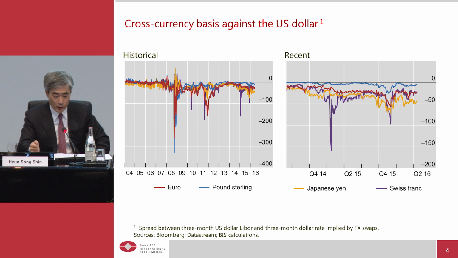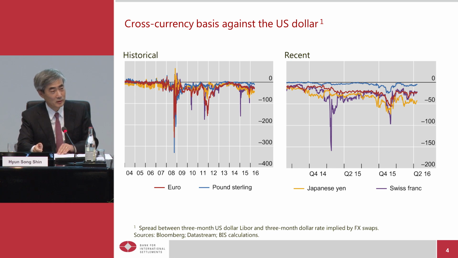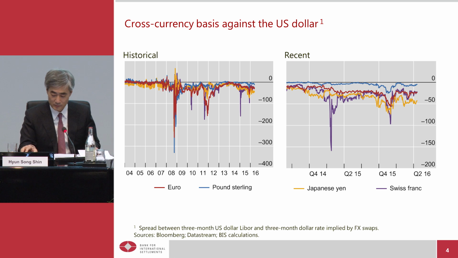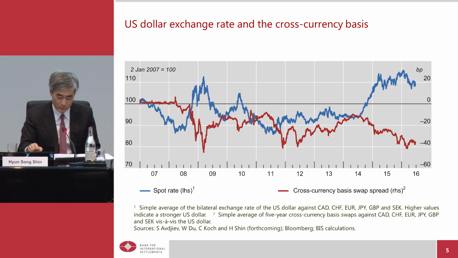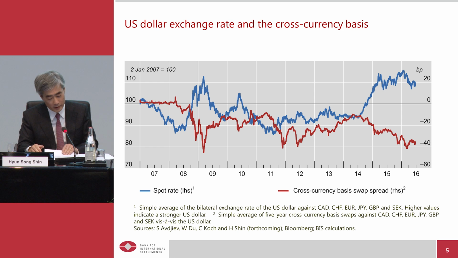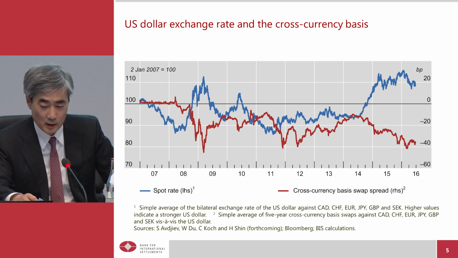So we may ask whether the breakdown of covered interest parity reflects binding regulatory constraints or something else, specifically fluctuating market conditions. Well, it turns out that the breakdown of covered interest parity is very closely connected with a market risk factor, specifically the exchange rate against the US dollar. And let me demonstrate that through this chart.